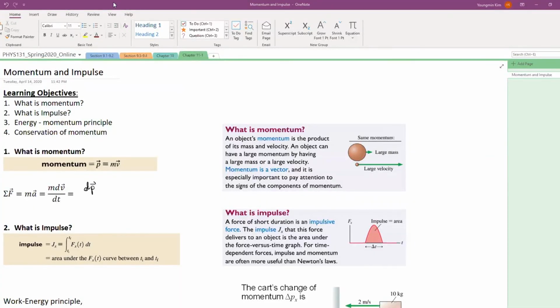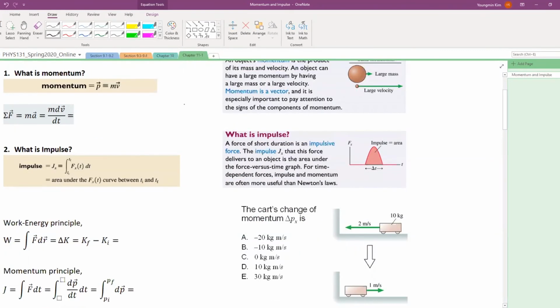Our learning objectives are, number one, what is momentum? Number two, what is an impulse? Number three, the energy and momentum principle. And number four, finally, the conservation of momentum. Now let's get right into our lecture. Number one, what is momentum?